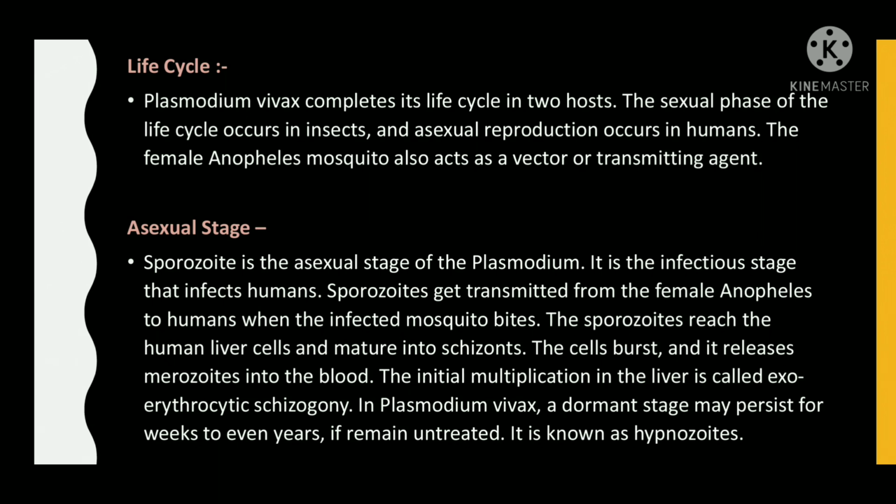The initial multiplication in the liver is called exoerythrocytic schizogony. In Plasmodium vivax, a dormant stage may persist for weeks or even years. If it remains untreated, it is known as hypnozoites.